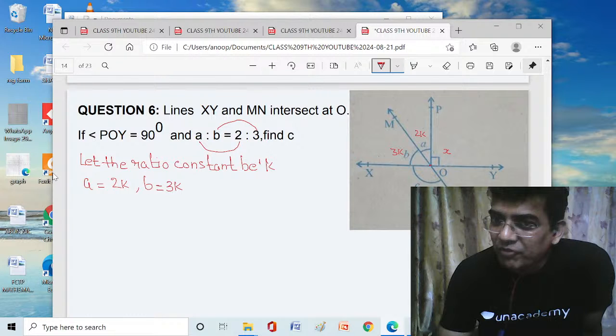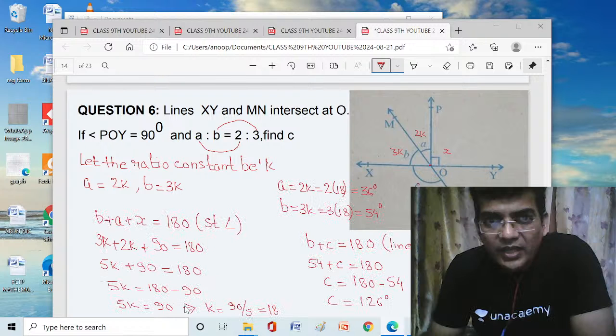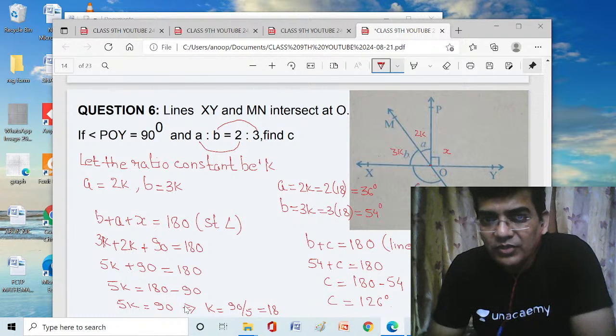If any doubt in this, you can just see. I will explain it once again to you. First of all, angle A and B, their ratio was given 2:3. So I considered the ratio constant as K. So I got A as 2K, I got B as 3K. Okay, so I have substituted A as 2K, B as 3K.